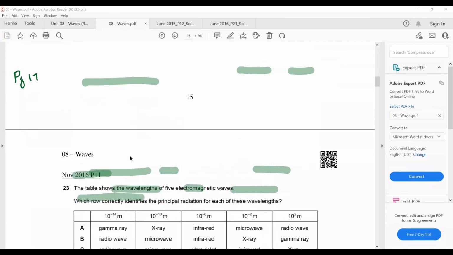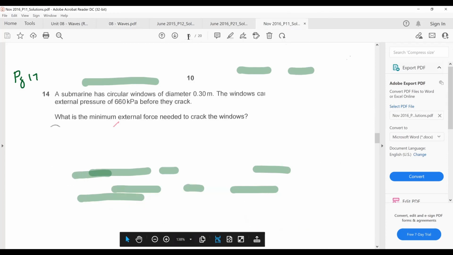Okay, let me see this one. This one is November 16, P11. It will probably be in the middle of the page.